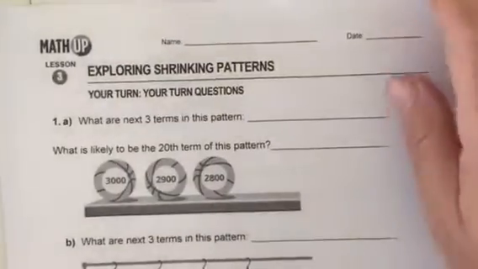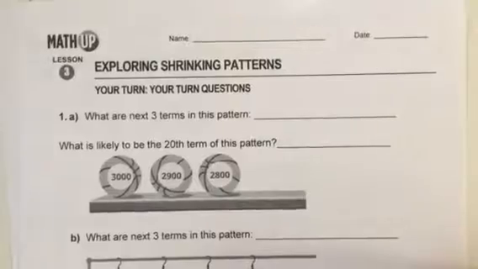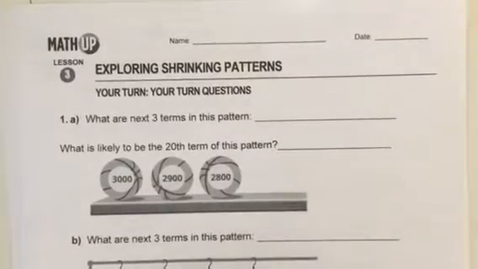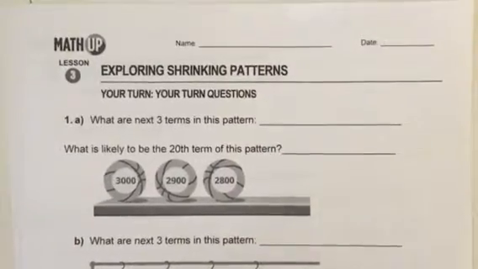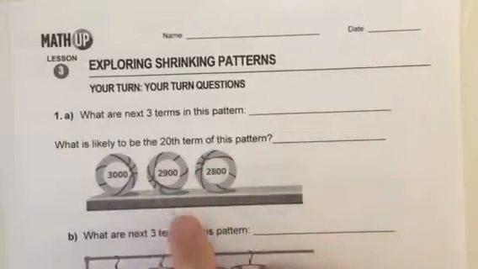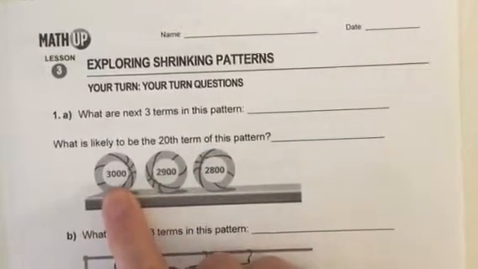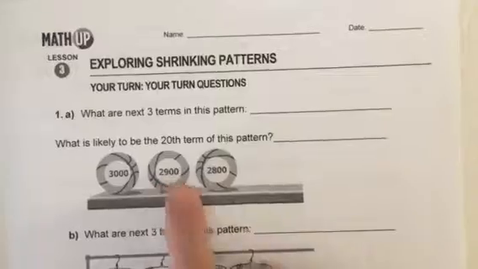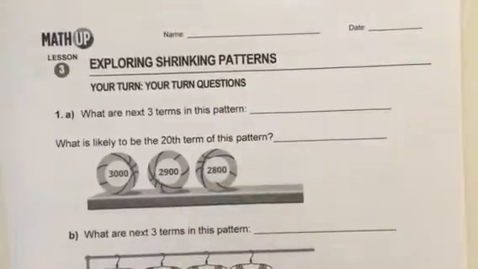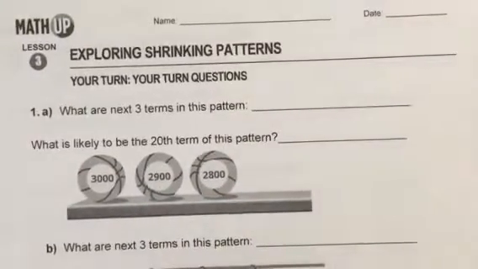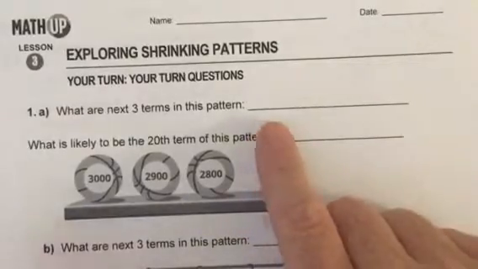Today in math class we looked at shrinking patterns this time. We dealt with some big numbers, which made it a little bit more difficult. So we have a shrinking pattern that starts at 3,000, goes to 2,900, and then 2,800. So this pattern is shrinking by 100 each time.